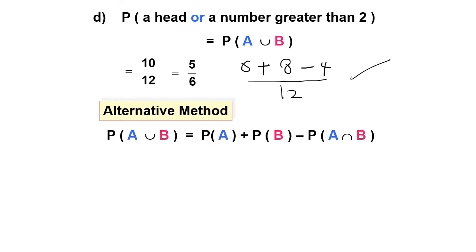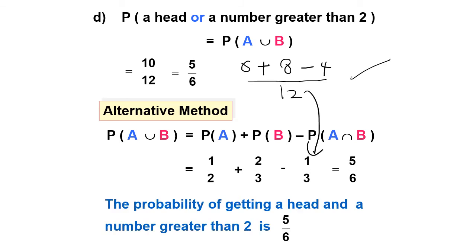Okay, this is what I said. We use this formula. So 1 over 2 plus 2 over 3 minus 1 over 3. So originally this is this thing, okay? 6 plus 8 minus 4 over 12. So then we got 5 over 6, okay? So that's the solution for question D. And again, no need to write down the conclusion below here.